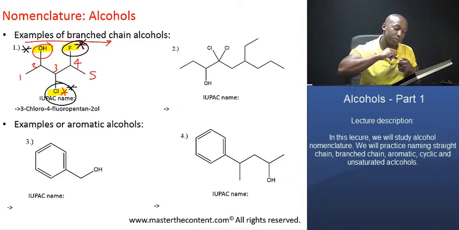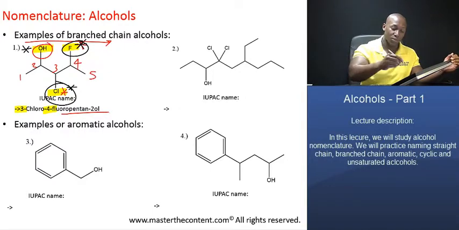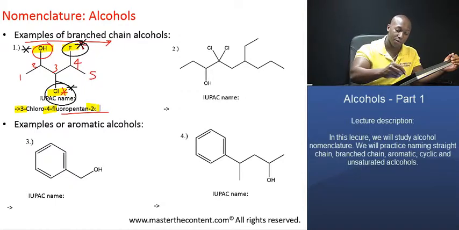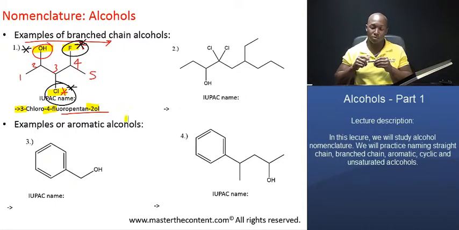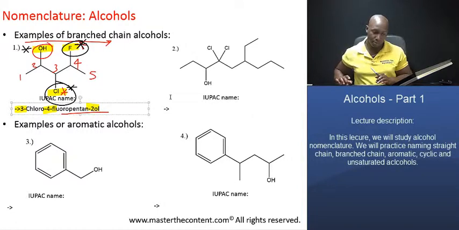And in this case, what I want to point out is that we identified the position of the chlorine atom, we identified the position of the fluorine atom, and the fact that it's a 5-carbon chain meant that it became a pentanol. The hydroxyl group is located on carbon number 2, and that's where that 2 comes from right there. I'm just going to add a hyphen. And there you go.